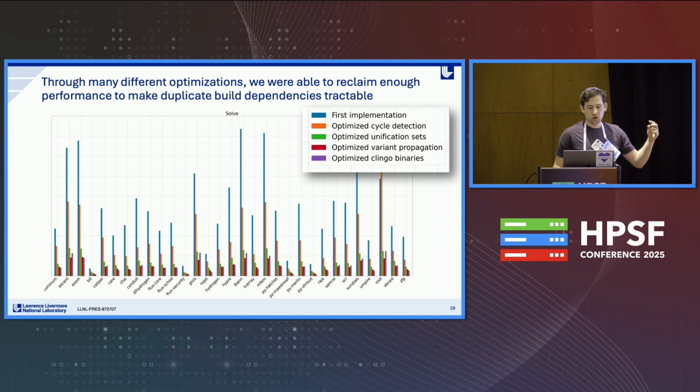So cycle detection, unification sets, we improved our encoding for variant propagation, and we improved how we built Clingo itself to make the solver itself perform better. And we were able to get a whole lot of performance back out of it. So in the end, we got this feature in with improvements to performance overall.